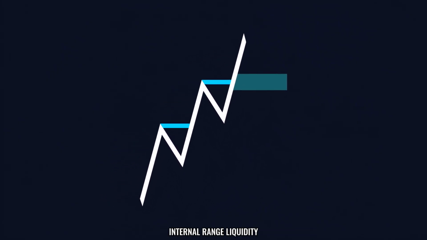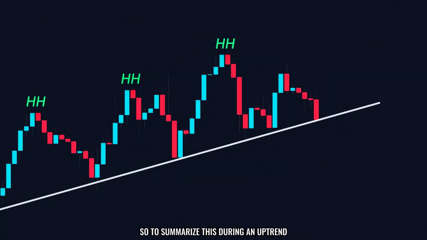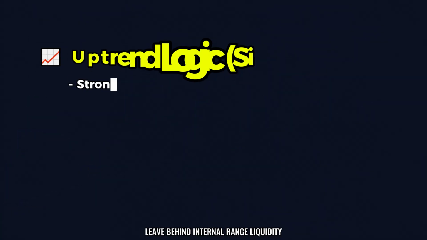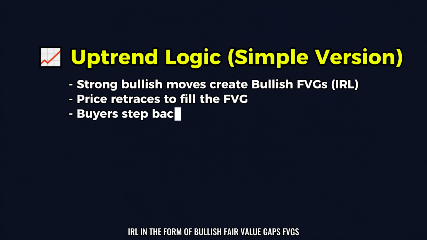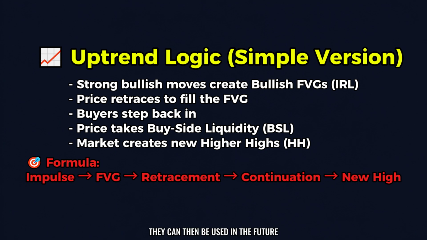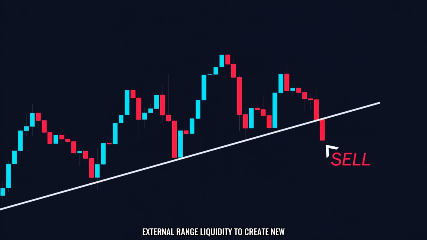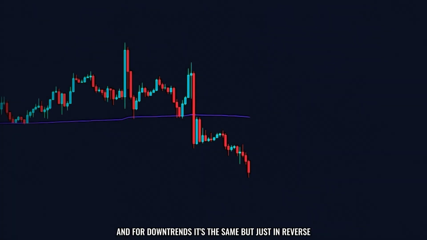So what we've just seen happen is the market has used internal range liquidity, IRL, to push through the external range liquidity, ERL level, and this has now given us a new swing with its own external range liquidity levels. So to summarize this, during an uptrend, we expect to see the impulsive moves leave behind internal range liquidity, IRL, in the form of bullish fair value gaps, FVGs, that can then be used in the future to push through the buy-side external range liquidity to create new higher highs. And for downtrends, it's the same, but just in reverse.